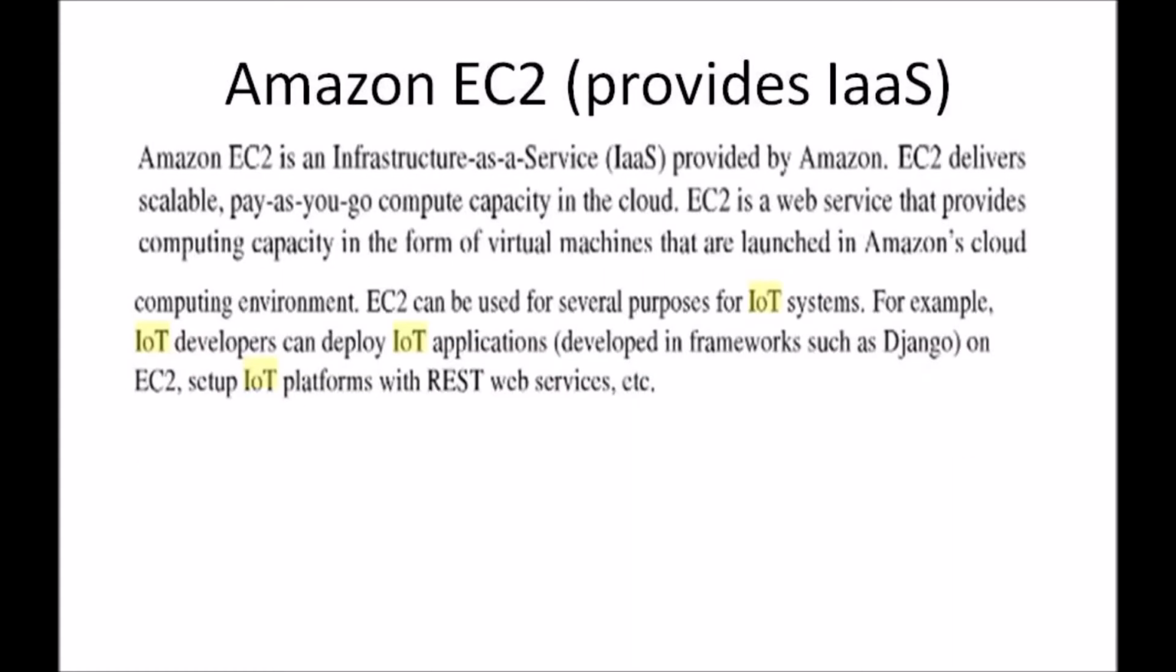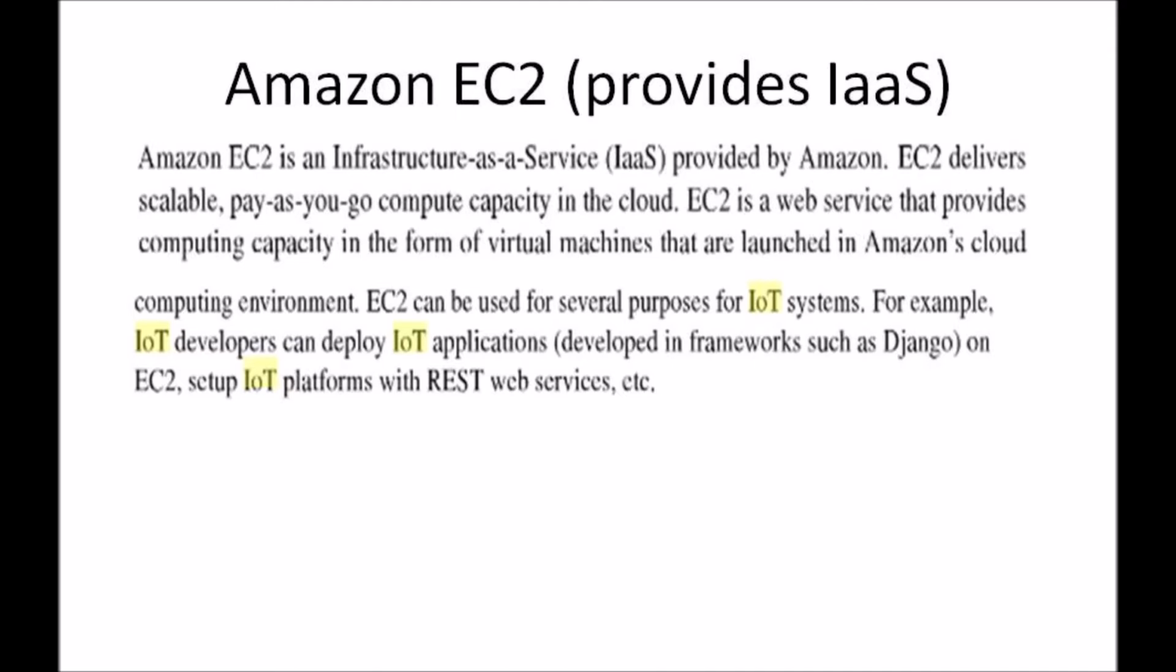Let us see the explanation of each one of them. The first one in the series is Amazon EC2. I will list the important points of Amazon EC2. The first is that it provides infrastructure as a service. The second is that it can be used as pay-as-you-go compute capacity. The third is that the compute capacity is provided in terms of virtual machines. And point number four is that EC2 can be used for several purposes in IoT systems.